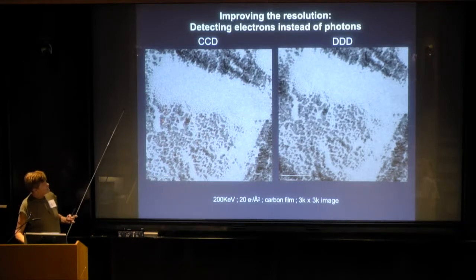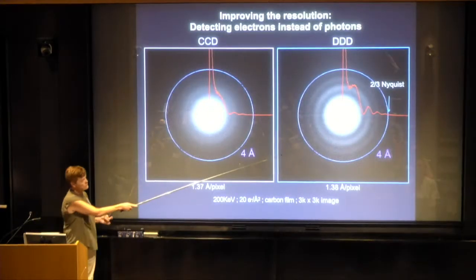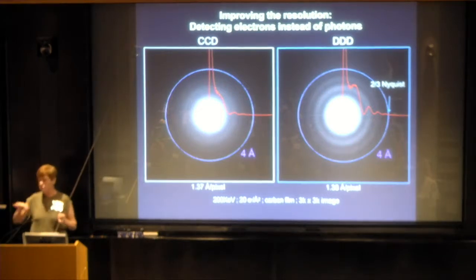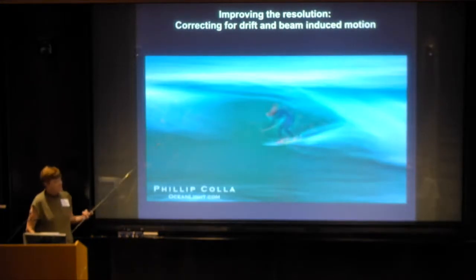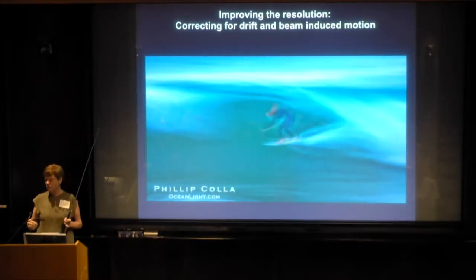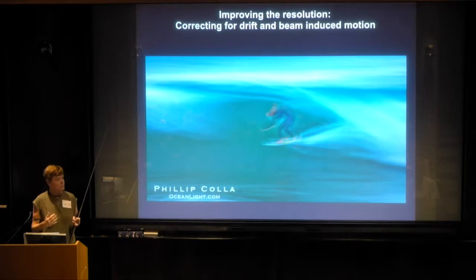They look very similar as an image, but if you take it into Fourier space, you'll see that the signal goes much further out in Fourier space for the direct detectors. That's a direct result of not having that fiber optic scintillator mess of scattering anymore. But it was much better than that, in that the new cameras also read out fast enough that they gave us movies instead of individual frames.